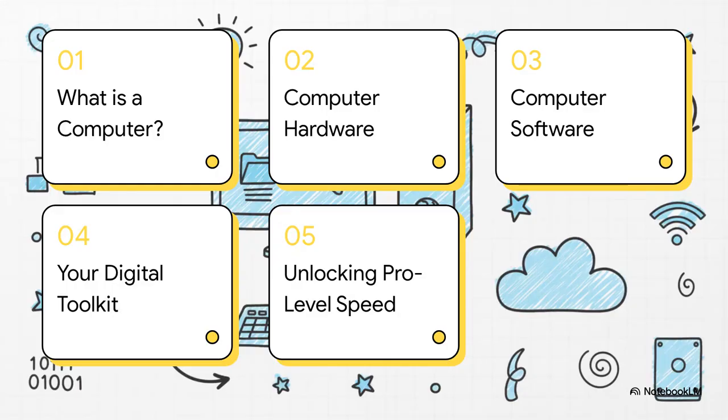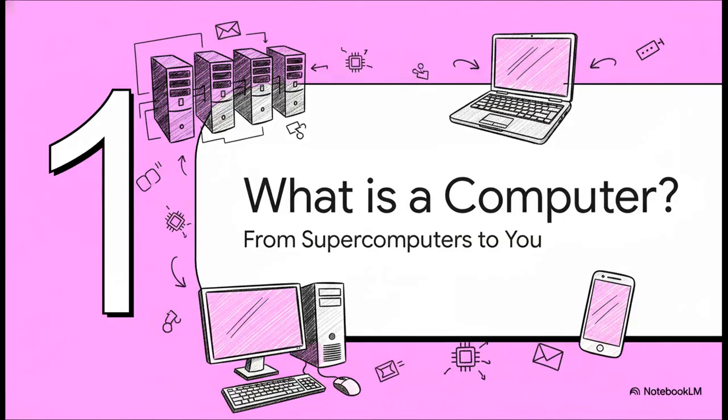So here's our game plan. First, we'll cover what a computer even is. Then, we'll look at the hardware, kind of like its body. After that, the software, its mind. Then we'll check out your digital toolkit and finish with a little something to make you work way faster. Let's go. All right, first up, what is a computer?